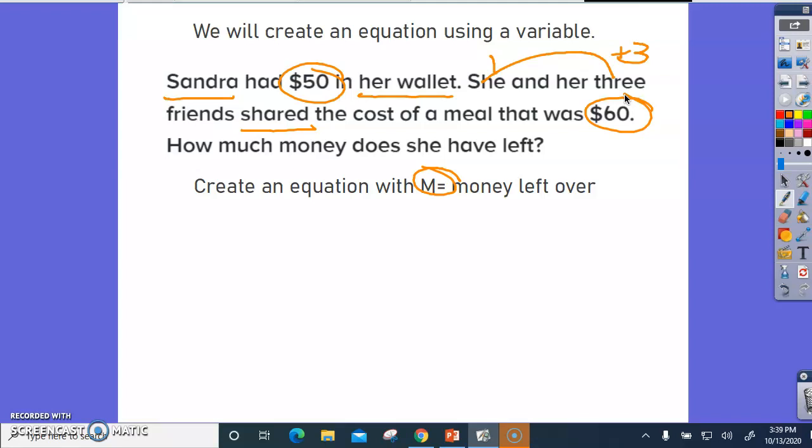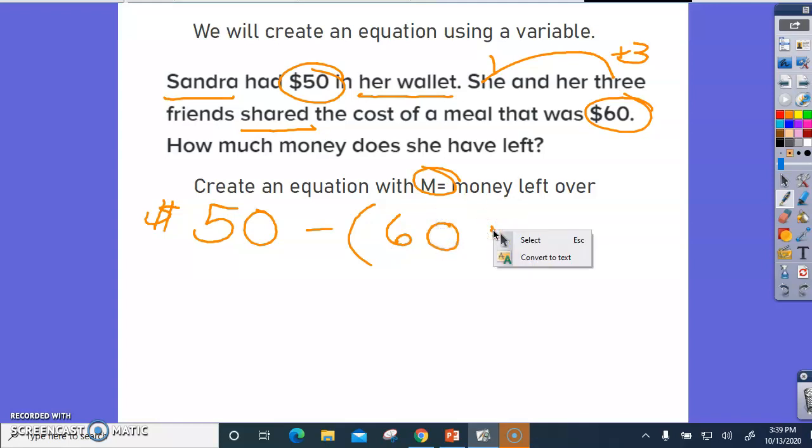Okay, let's check your work. So we're going to start with the same basic thing. We're solving for M. How much money does she have left over? So Sandra has $50. But she spends some of that. So subtract. How much money does she have left over? Open parentheses. She and her 3 friends. So that looks like $60 was the total. I'm going to divide that by 4 because it's her and her 3 friends. And that will give me my M.